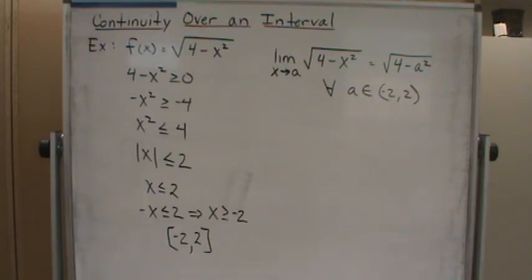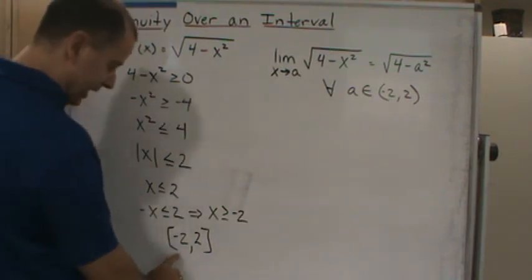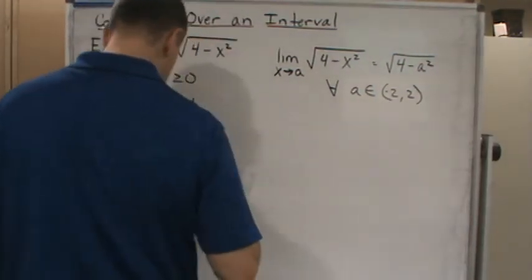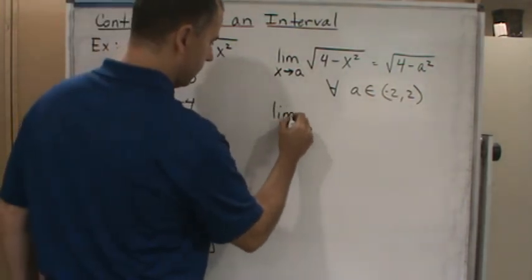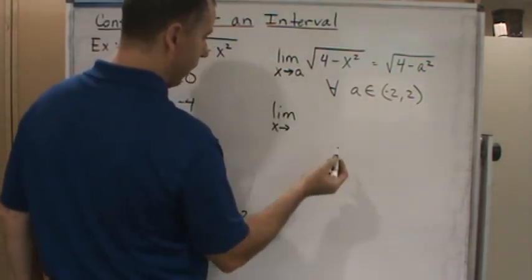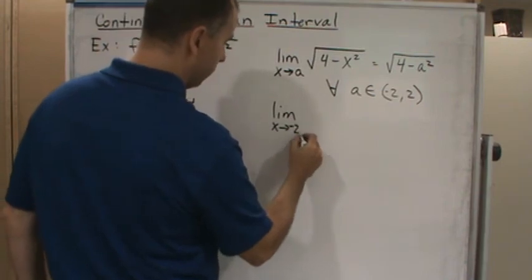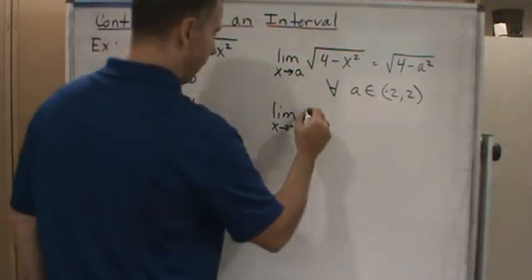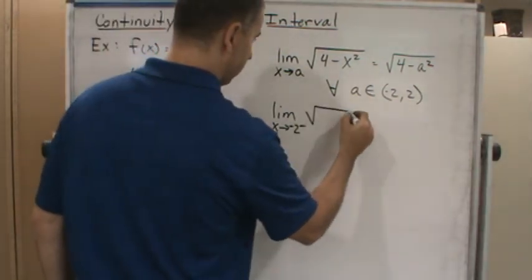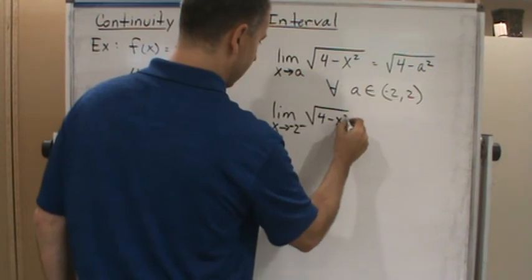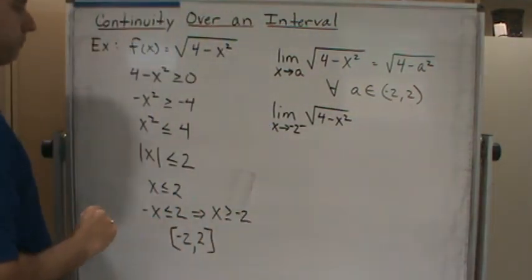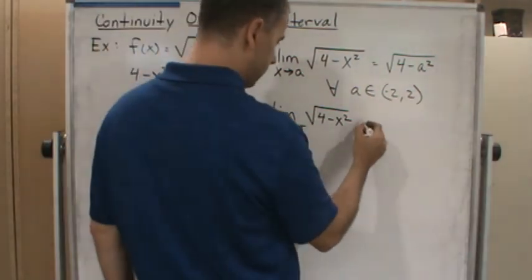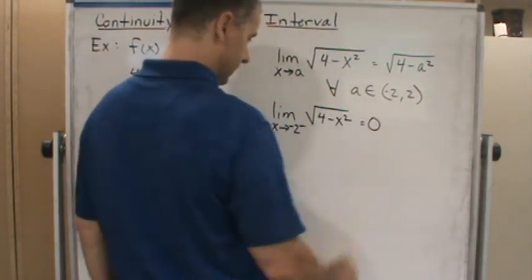But what about the endpoints? We've got to test the endpoints. So now we've got to take the limit as x approaches negative 2 from inside the interval of the square root of 4 minus x squared. If I approach this from the right, what do I get? This is going to give me 0.